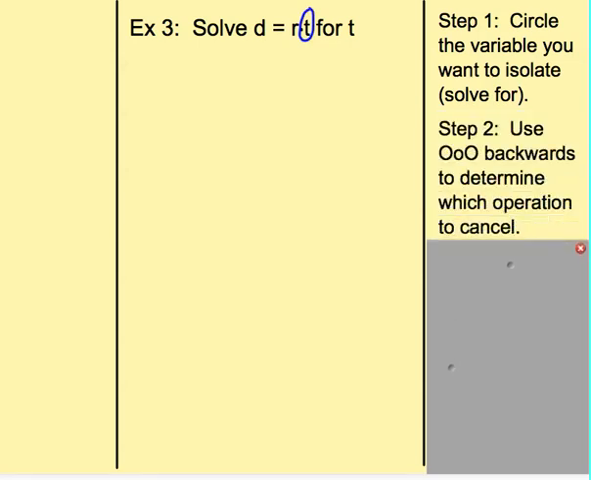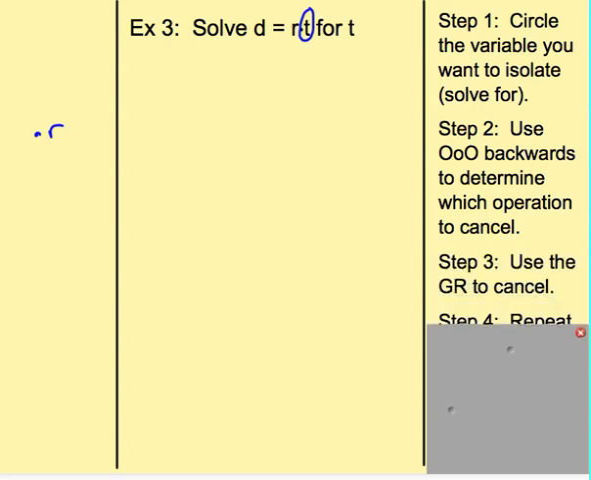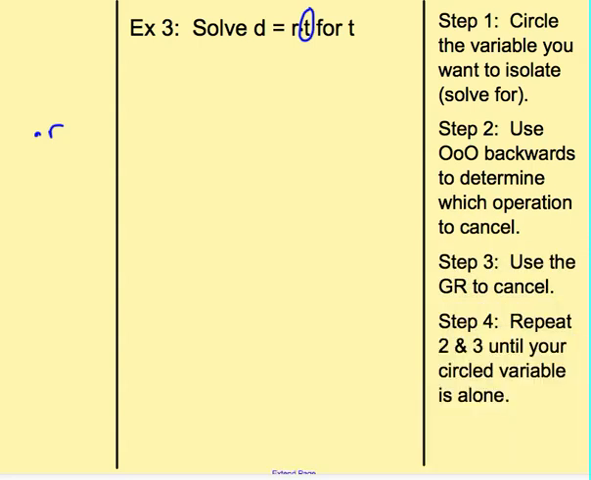Use order of operations backwards to determine what to cancel. If I knew what t was, I would multiply by r. And lucky for us, that's all I would do. So it makes this equation a little bit easier to solve for. Now I'm going to use the golden rule. How do I cancel multiplying by r? Divide by r.